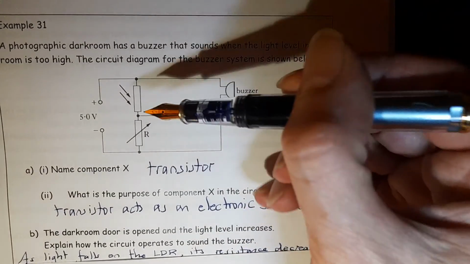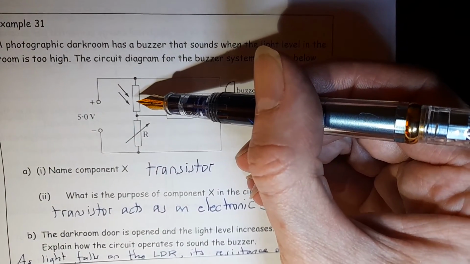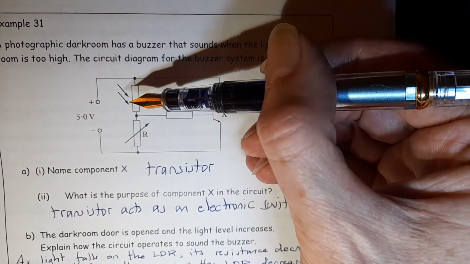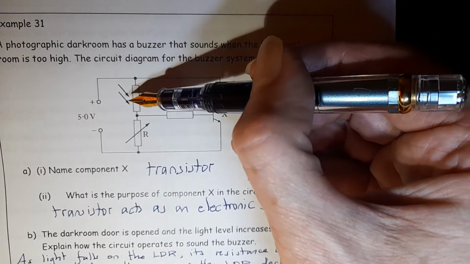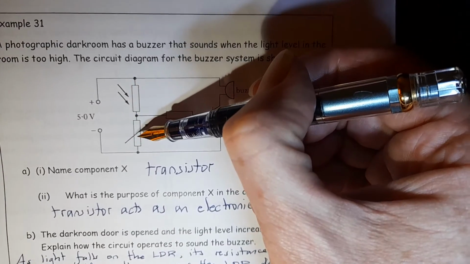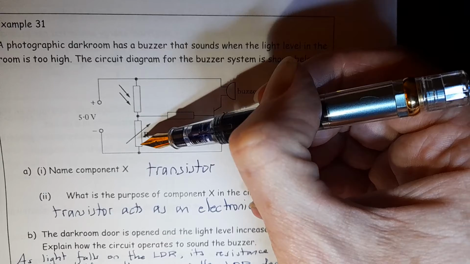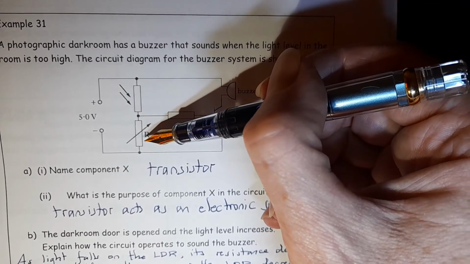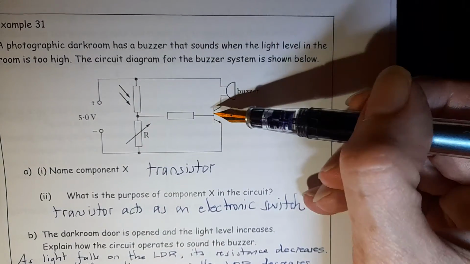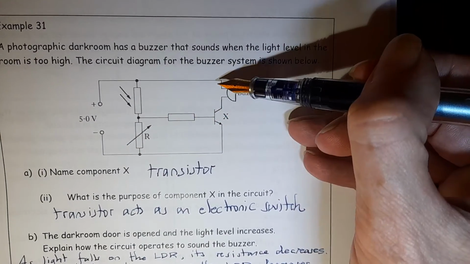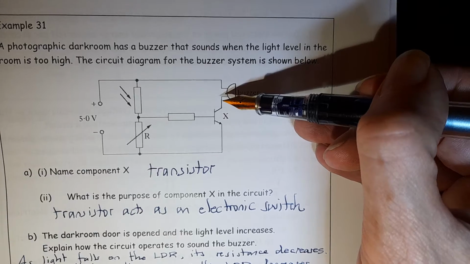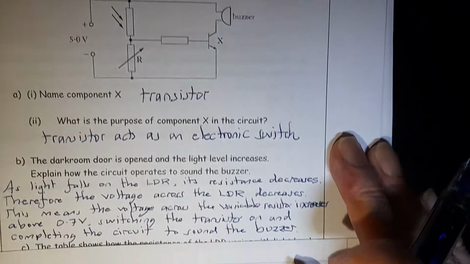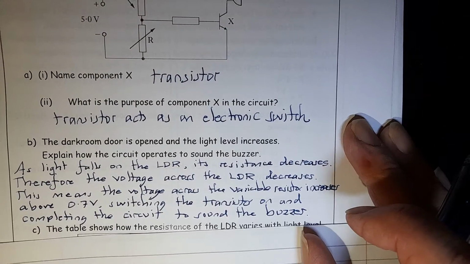So basically, as light falls onto this LDR here, the light level goes up, its resistance will go down, which means its voltage share will also drop. But if this voltage goes down in the voltage divider, this voltage must go up, even though we're not changing that resistance value. That voltage will increase. If that voltage increases above 0.7 volts, that will switch on the transistor and complete the circuit, allowing the buzzer to sound. So that's your explanation there.